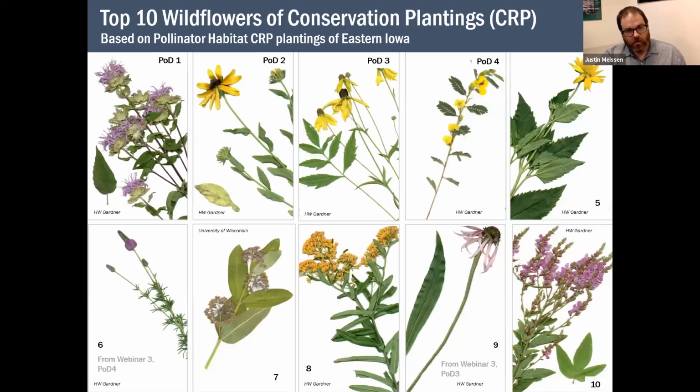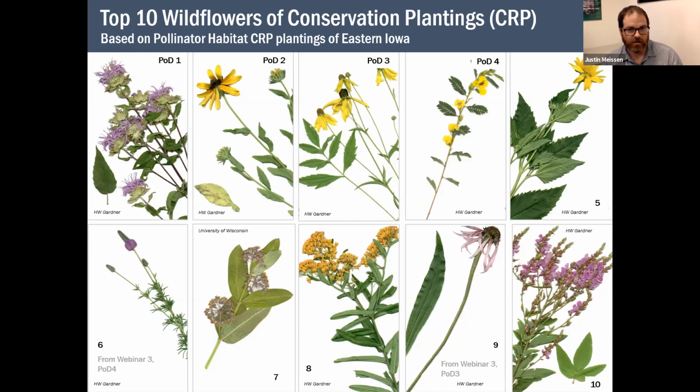So why did we focus on wild bergamot for our first plant of the day? Well, based on studies that we've done at the Tallgrass Prairie Center, it is the most common plant out there on CRP plantings, at least in eastern Iowa. So clearly, we're going to want to be able to ID the most common CRP plant today.